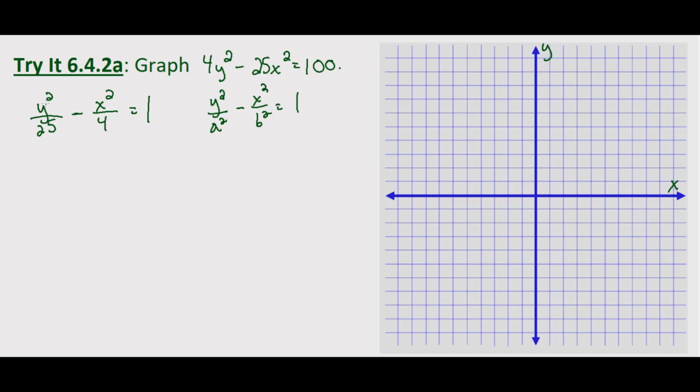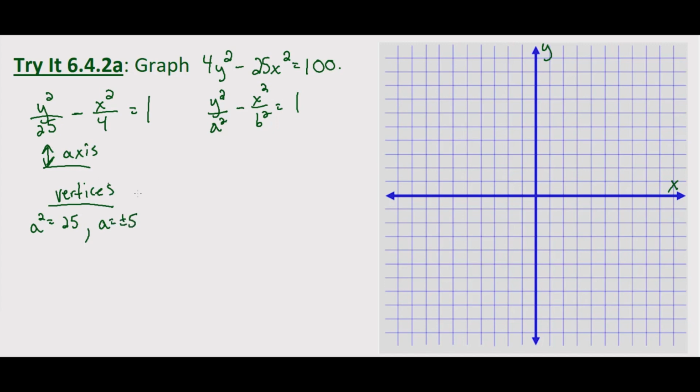The y squared term comes first. It's positive, so we know that it's going to have a vertical axis. It's going to go up and down, open up and down. With the vertices, we have a squared equals 25. Now notice there's nothing being added or subtracted to x before it's squared, so we know that the center is the origin again. So a squared equals 25, a then equals plus or minus 5.